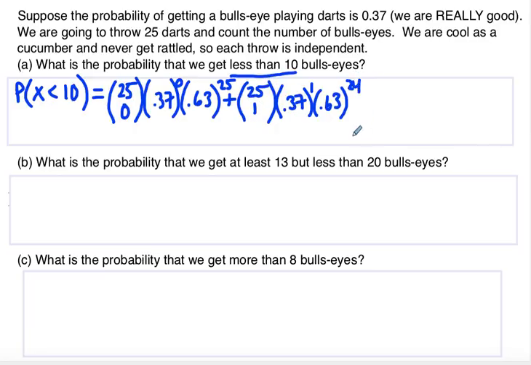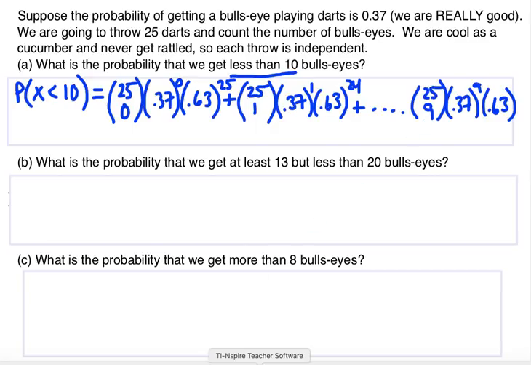We get 24. This would continue going on, because if we want less than 10, that's from 0 all the way up to what? Strictly less than 10 means that our highest would be a 9. So then this would be 0.37 to the 9th, and then this would be 0.63 to the 25 minus 9.